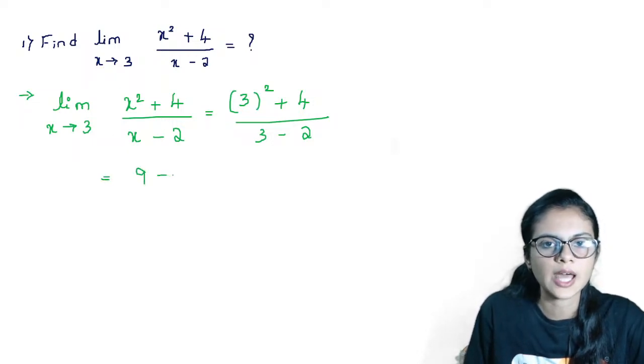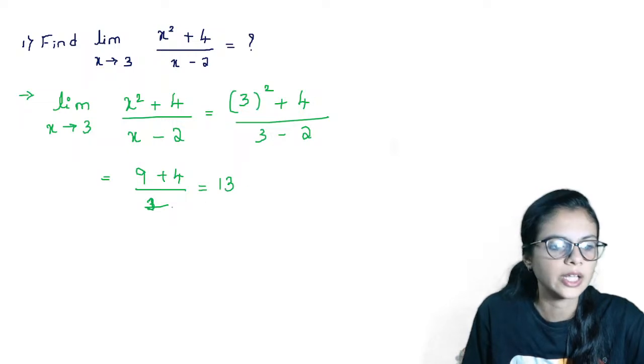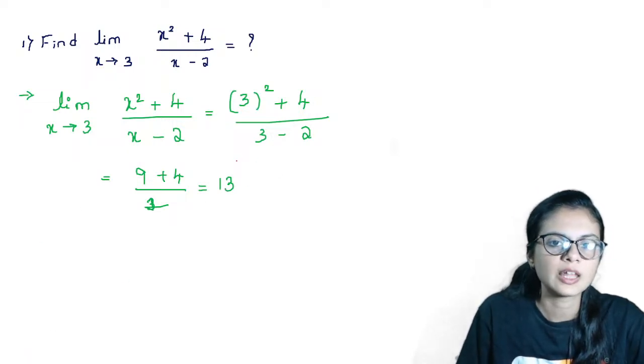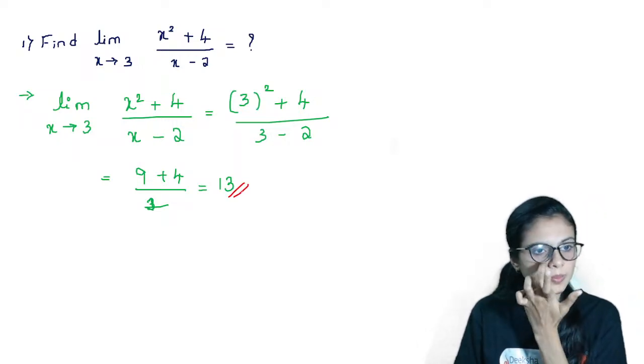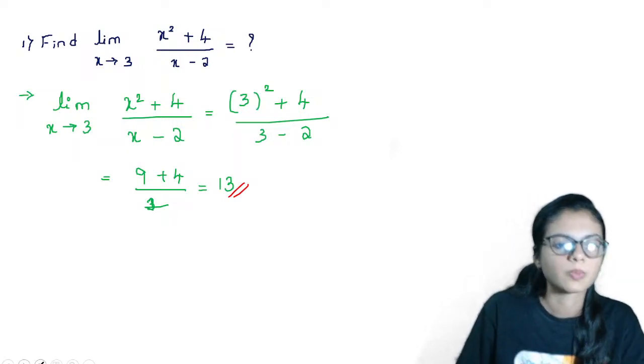3 square, 9 plus 4 by 3 minus 2 is nothing but 1. 9 plus 4 gives us 13. So what is the answer? It's very direct. The limit of the function is 13. Clear? Clear with the limit of the function?